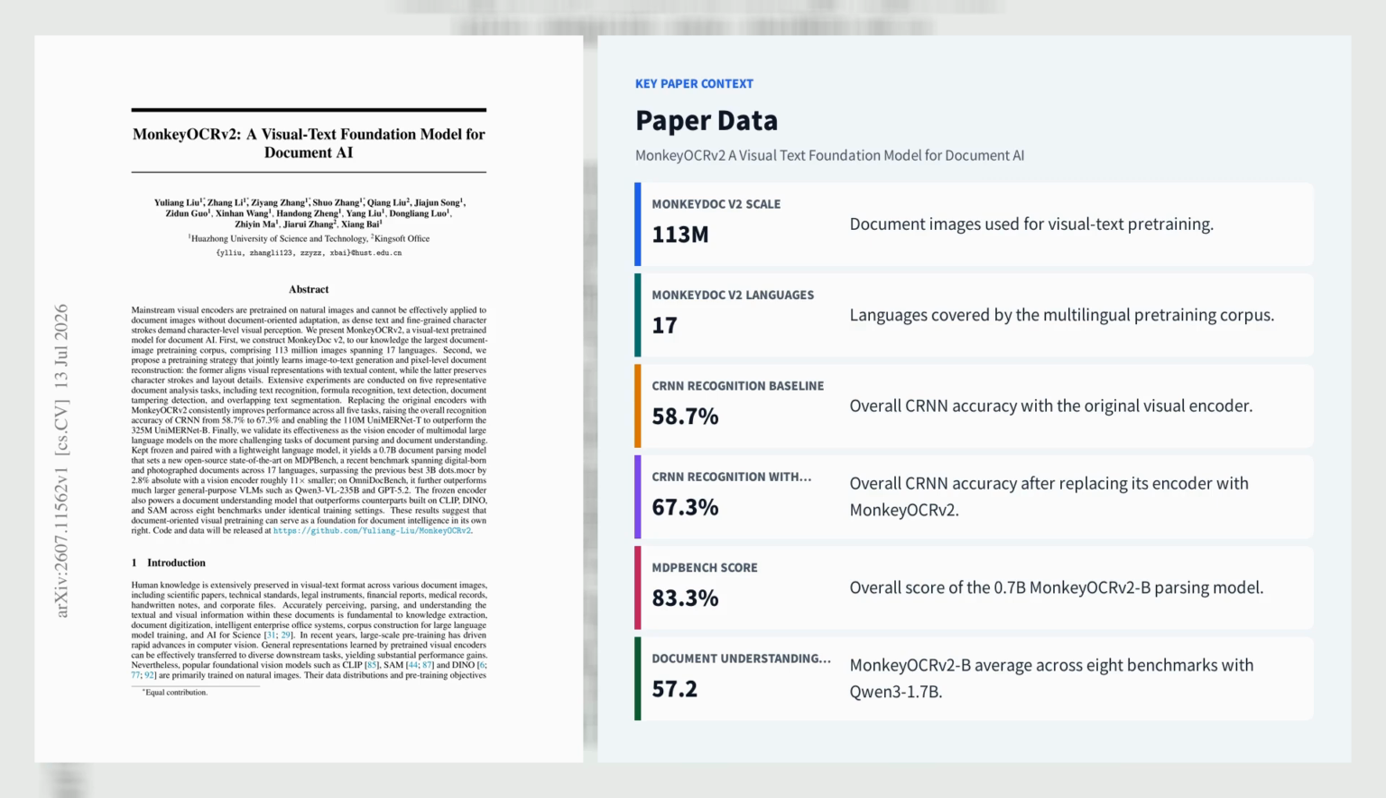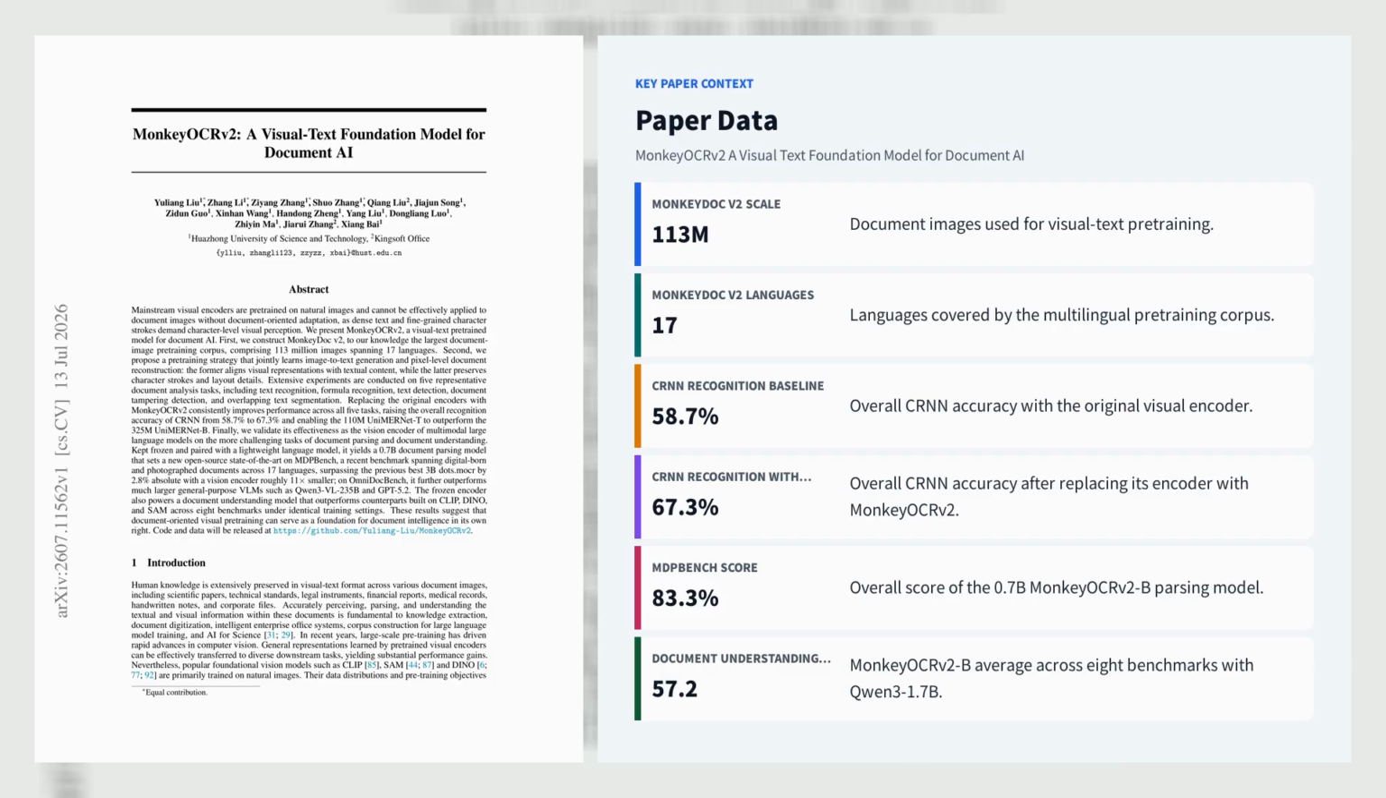The central technique jointly optimizes autoregressive image-to-text generation with pixel-level reconstruction, using mean squared error and, in document understanding experiments, edge and distance-aware structural losses. As a transferable backbone, MonkeyOCR v2 raises CRNN text recognition accuracy from 58.7% to 67.3%, improves formula, detection, tampering, and overlapping text segmentation results, and lets a 110M UniMERNet-T outperform the 325M UniMERNet-B.